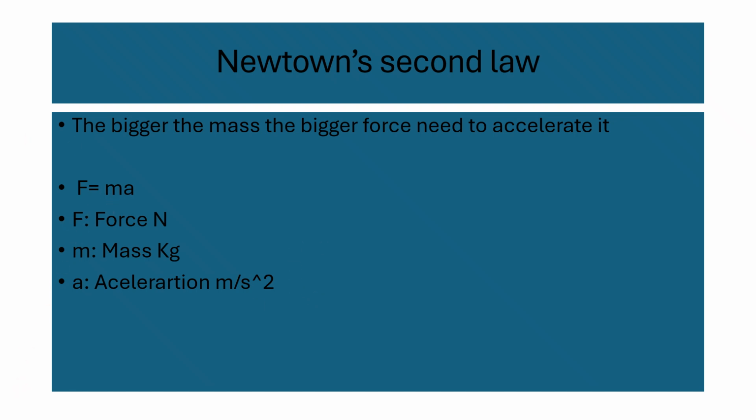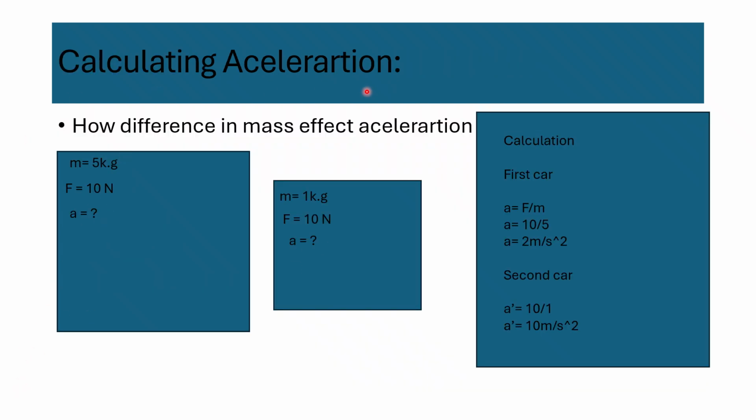Let's go to this example. Here we have calculation of acceleration, and how a difference in mass affects acceleration. We said the heavier the object, the bigger the force needed to accelerate it, according to Newton's second law. Here we have an object with a mass of 5, the force is 10, and we don't know the acceleration. Here the mass is 1 kilogram, the force is 10, and the acceleration we don't know.